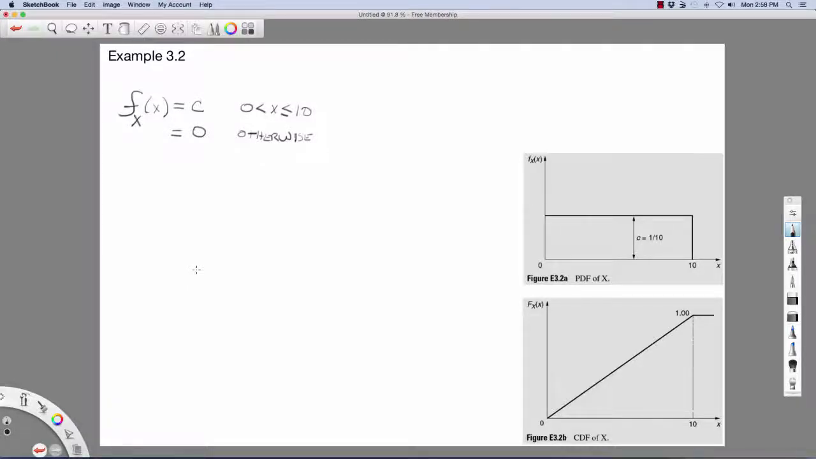This is example 3.2 in your text. If you read example 2.5, this is just an extension of that. For a continuous random variable, consider the 100 kilogram load in example 2.5. The load is equally likely to be placed anywhere along the span of a beam 10 meters long.